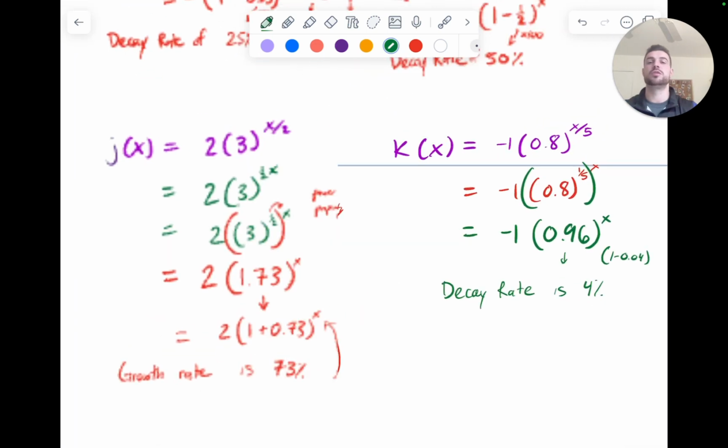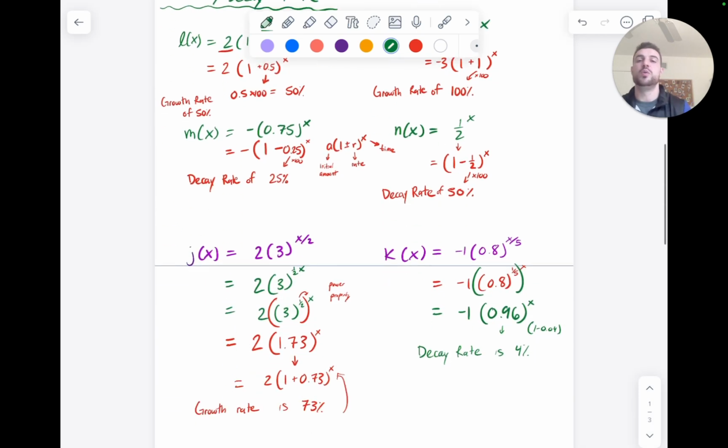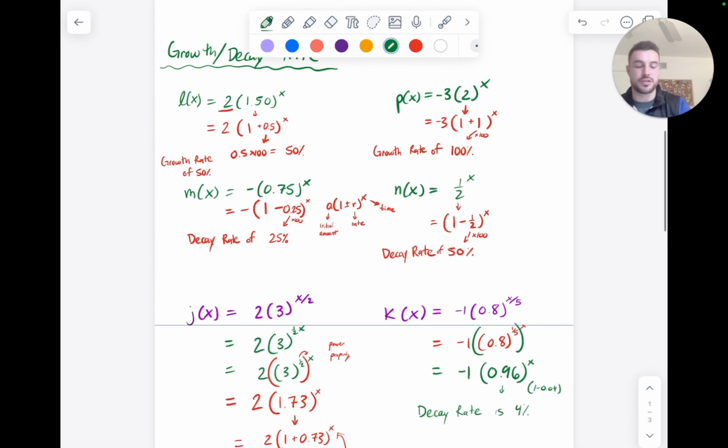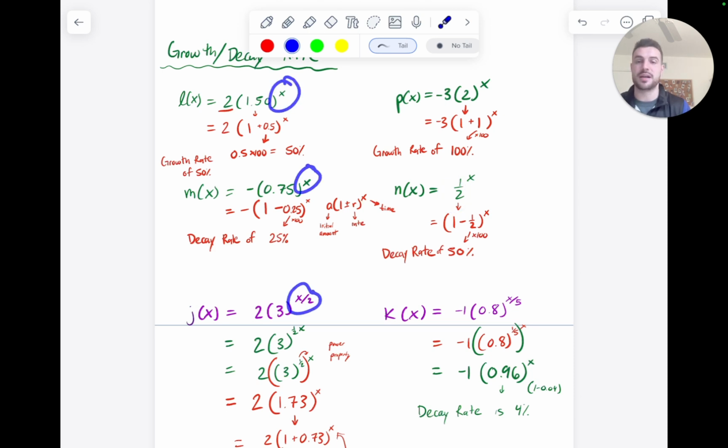All right, so just quick recap here. We can find our growth and decay rate by determining how far from 0 our base is. And now we can only do that when our exponent is by itself. So if it's not, we need to separate it.